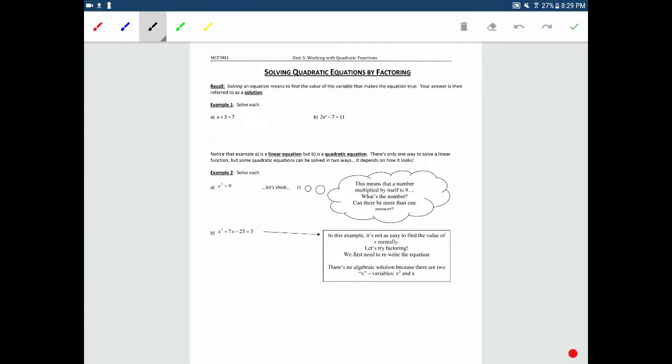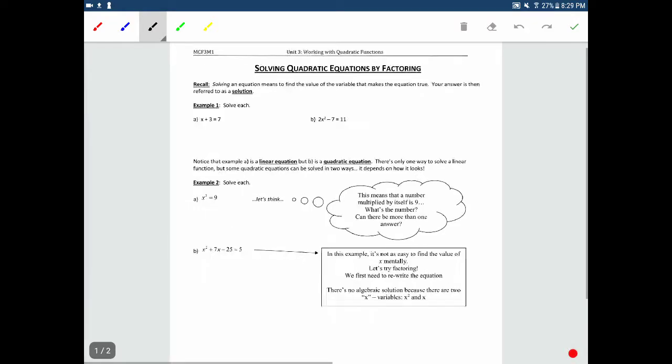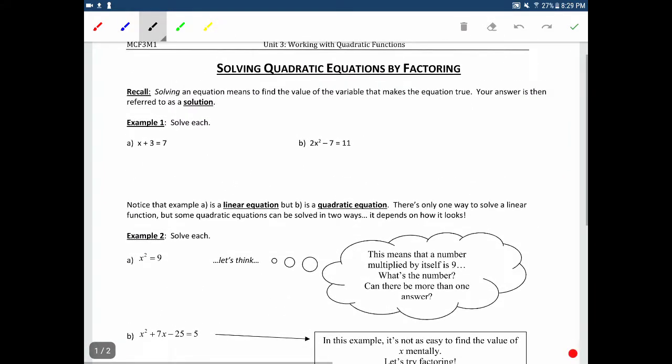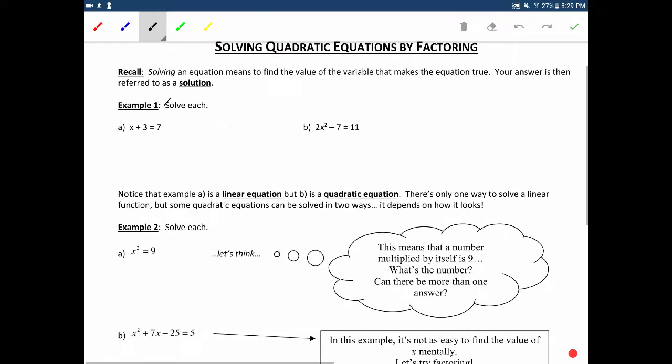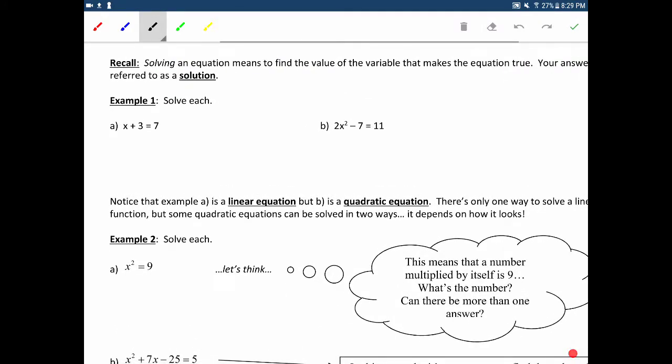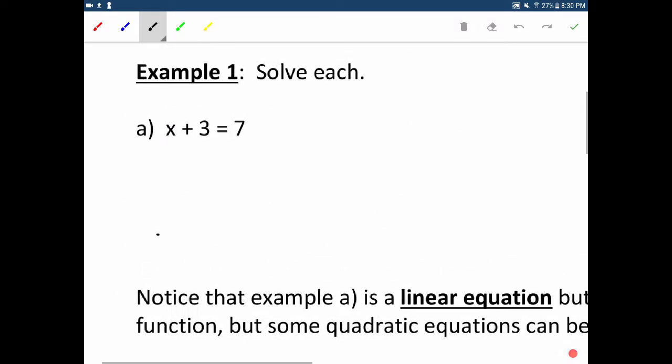Hey guys, today we're going to be solving some quadratic equations, and we're going to do it by using our favorite F word, factoring. So first of all, to solve an equation, what does it mean to solve an equation? Well, it just means that we have an equation with a variable that we're going to find out what that variable equals, okay? So a very simple one we have here is if we have x plus 3 equals 7.